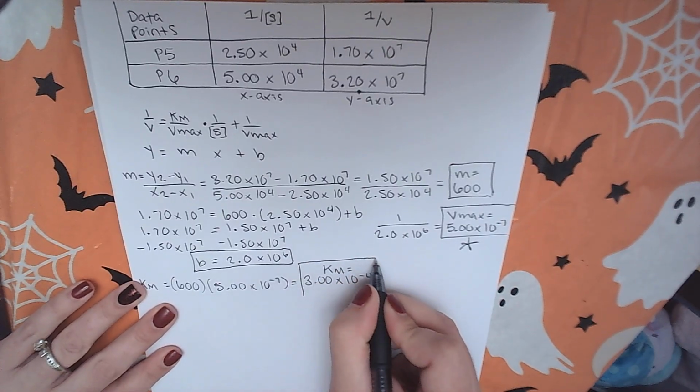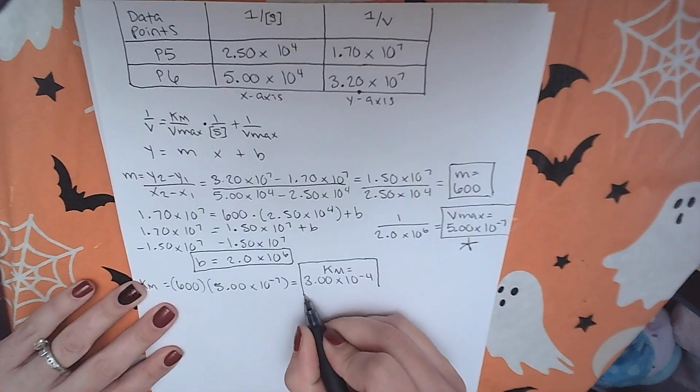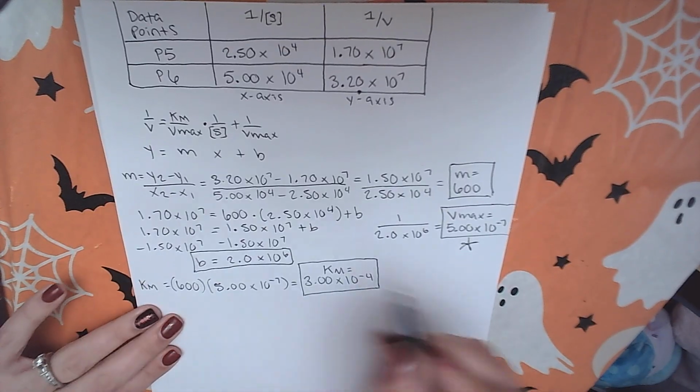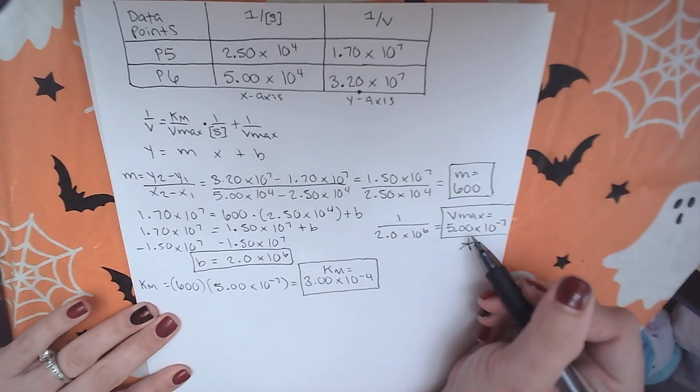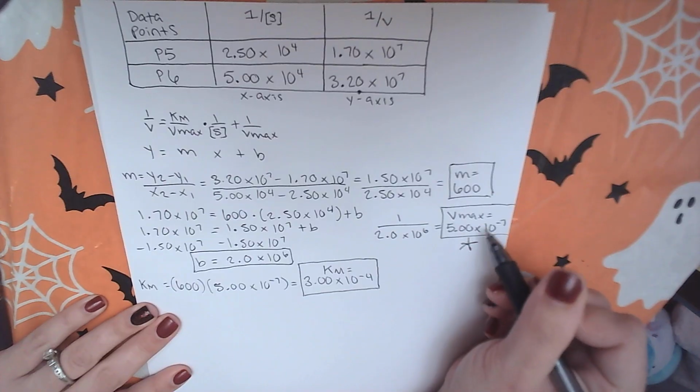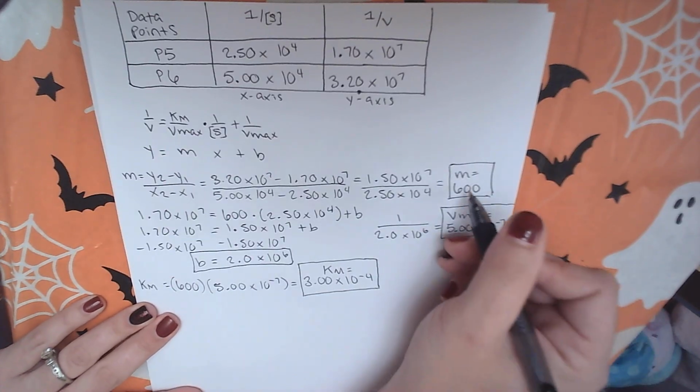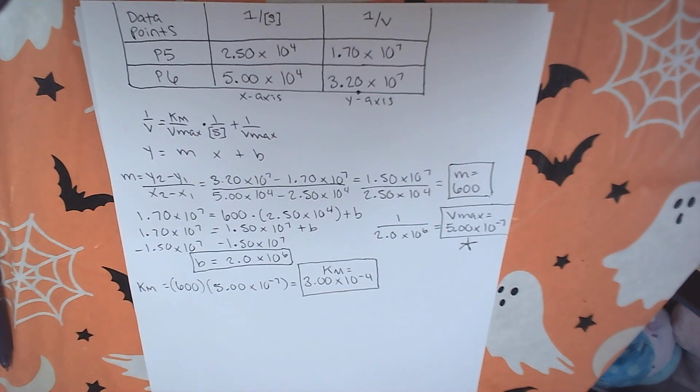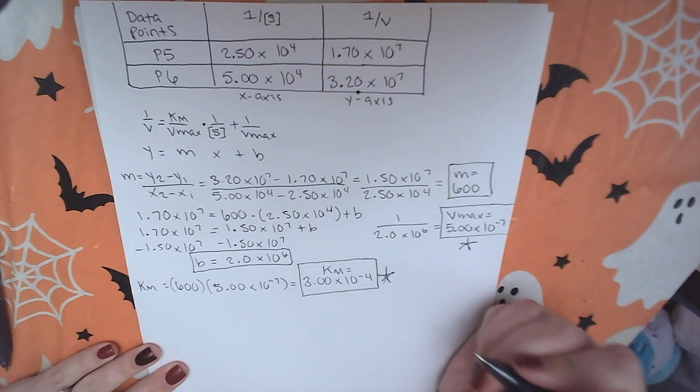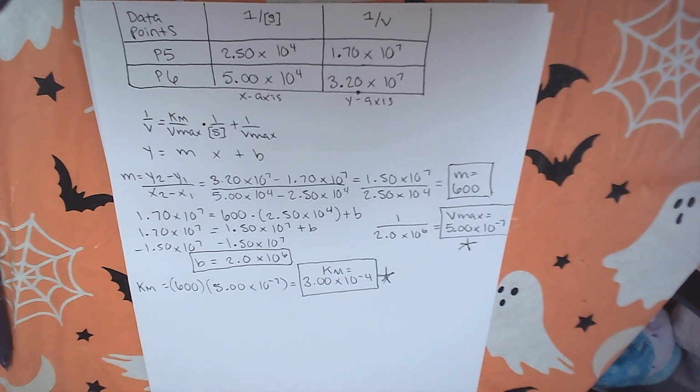So now we have our Km and our Vmax. And if you wanted to double check your slope for the 600, you could do Km over Vmax, and you'll still get the same answer. It should be 600. Okay, so now we have our Km, our Vmax, and we just need to plot it.